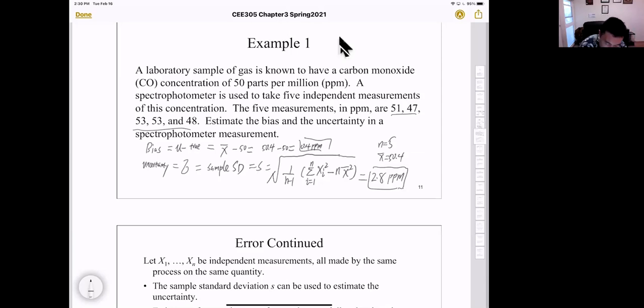One more thing I forgot: the mean value should be the population mean value, and the sigma should also be the population sigma. But in our case, we do not know the population mean and population sigma. So instead, we use the sample. So this is the sample mean, and we use the sample standard deviation S to estimate that.